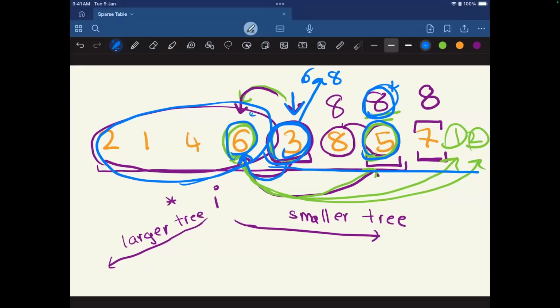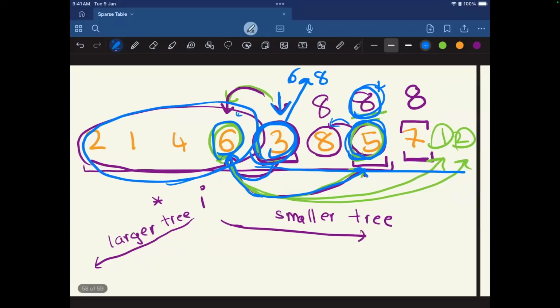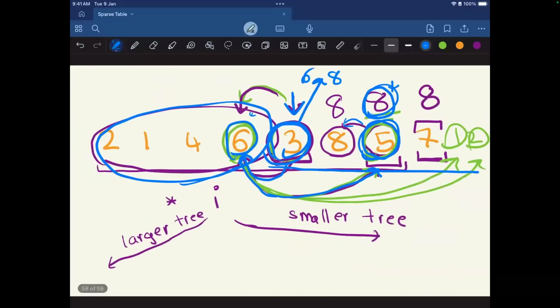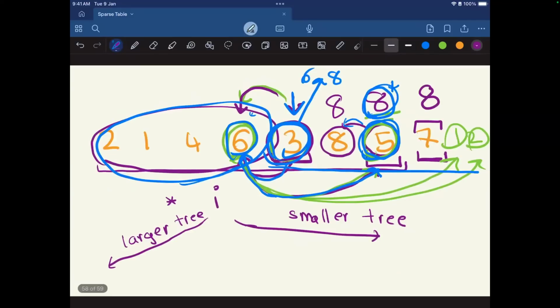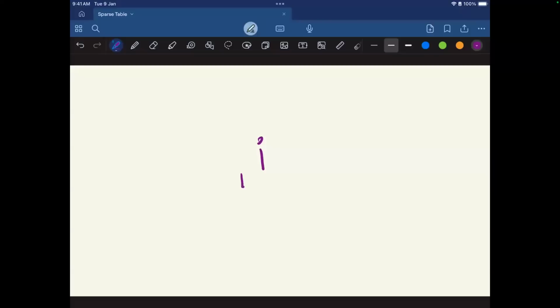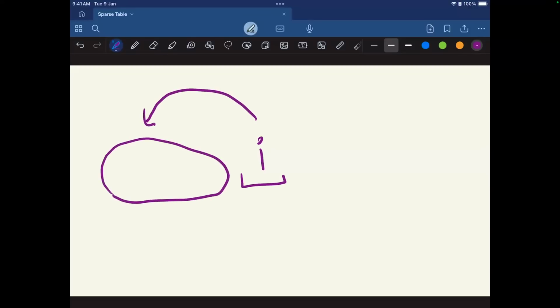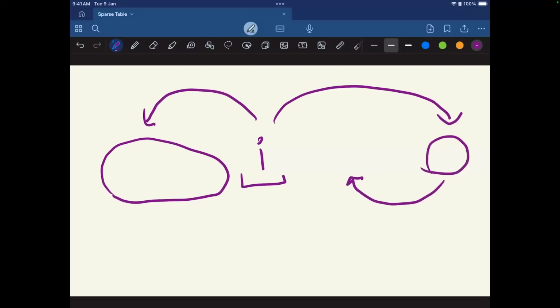For 6, guys, you can notice that you are able to go to 5. And after going to 5, you are then able to go to 8. So one thing you can notice here is that you can also do one more thing. You can go to a smaller element on RHS and then go backward. Yes or no, guys? Tell me. What are the things that we can do? If we are on index I, either this index itself is going to be the answer. Otherwise, you go backwards and the largest element that is there on the left hand side is going to be your answer. Otherwise, you go ahead to a particular index and after that you come back somewhere. These are the things that are going to be your answer.